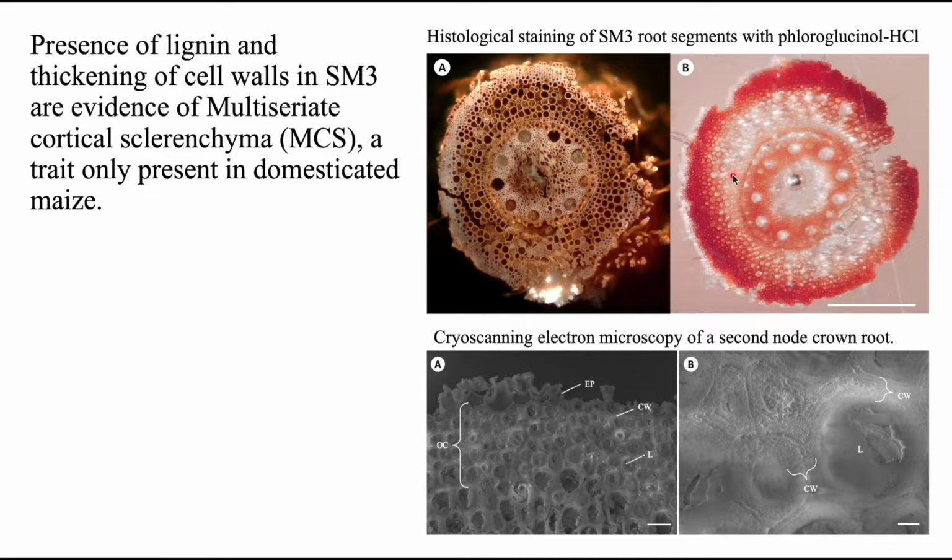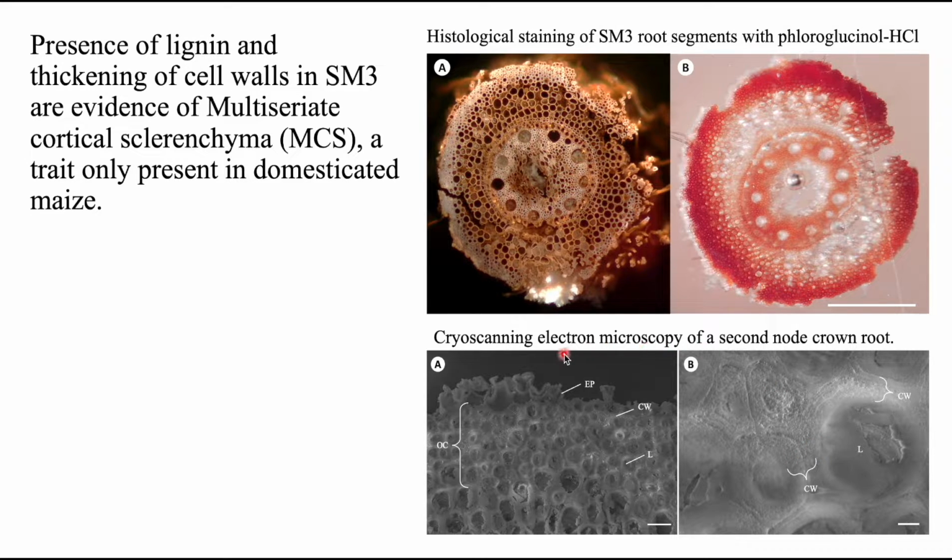So the MCS phenotype is characterized by an increase in lignin. We can see in red color that the outer cortical cells have an enrichment of lignin. So this is evidence that we have the MCS phenotype here. And also the increase in thickness of the cortical cell walls gives us evidence that we are observing MCS.